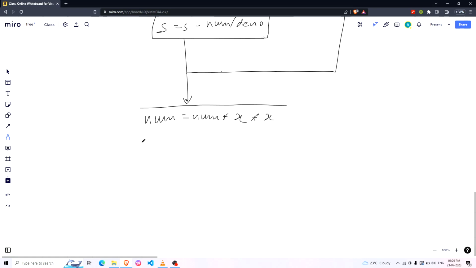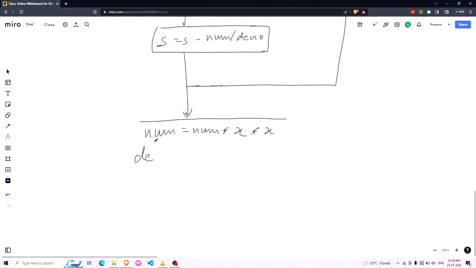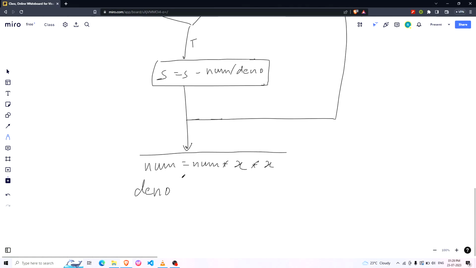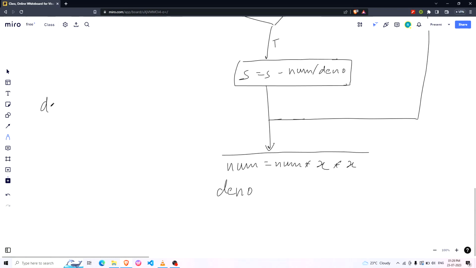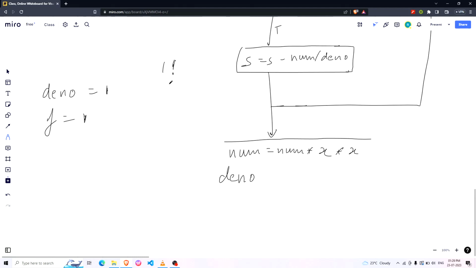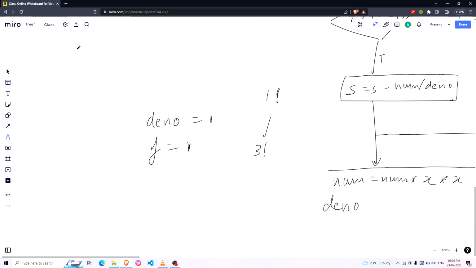And what should we do with our denominator? Let's try to figure this out. Denominator for the first term is 1, and f is also 1, which means we have 1 factorial. If f is 1, it means that we have 1 factorial with us right now. And after that we need 3 factorial. So what's the relation between 3 factorial and 1 factorial?